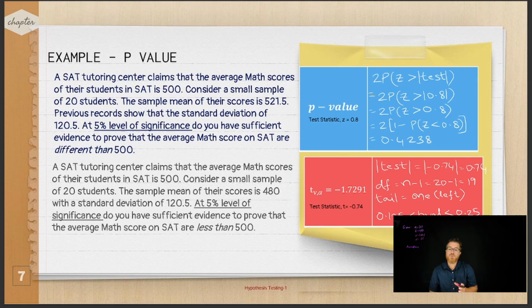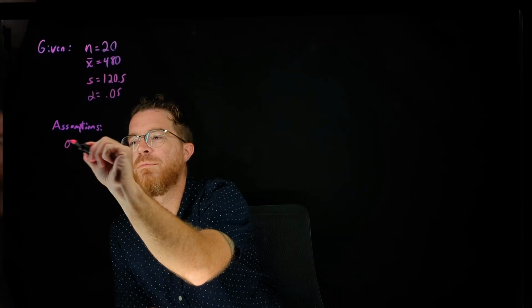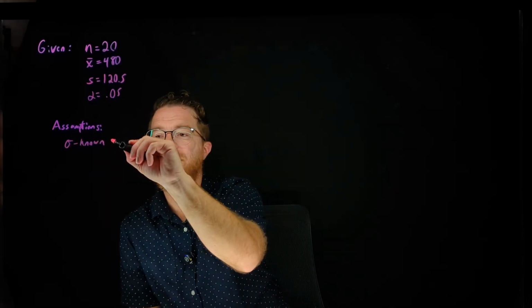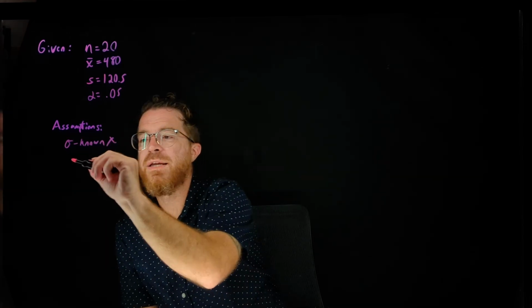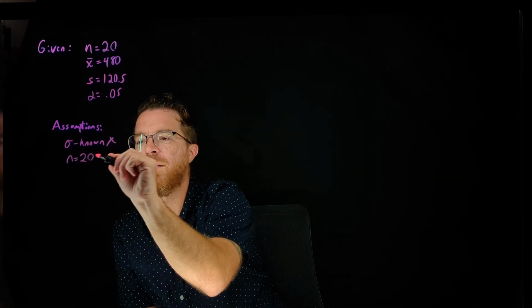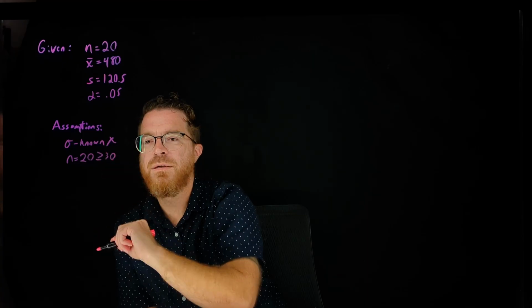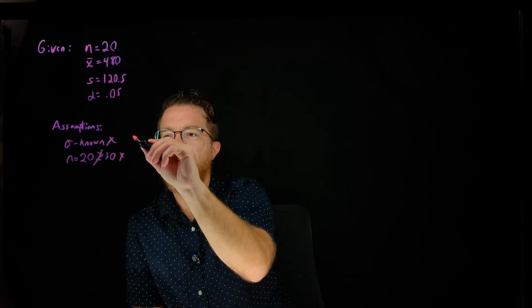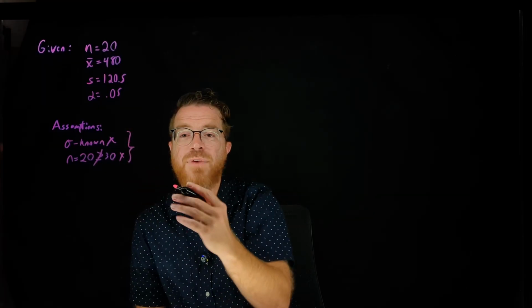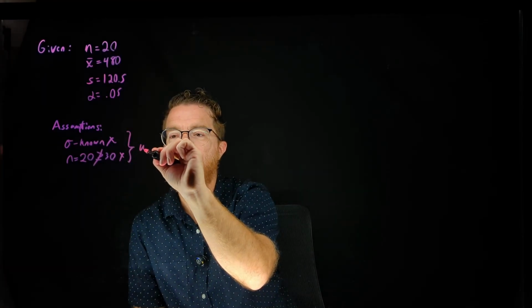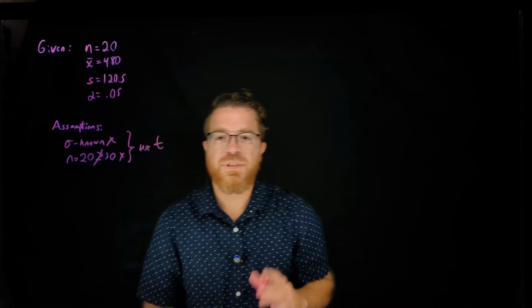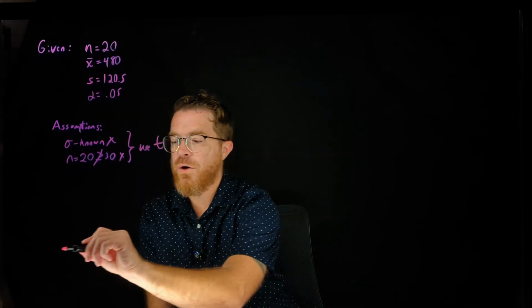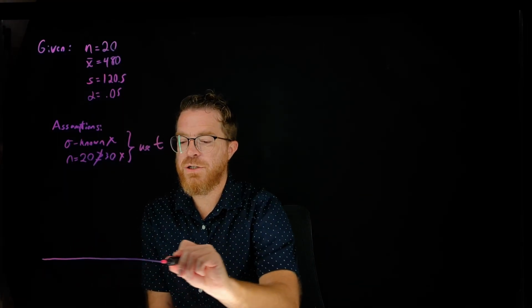So now we're going to check our assumptions. Is sigma known? Well, no, because we have s, so this fails. Is our n, which is equal to 20, greater than or equal to 30? Well, no, because 20 is less than 30, so this also fails. So because both of our assumptions have failed, this means that we need to use our student's t-distribution. So now, let's figure out what our critical region is for our student t-distribution.